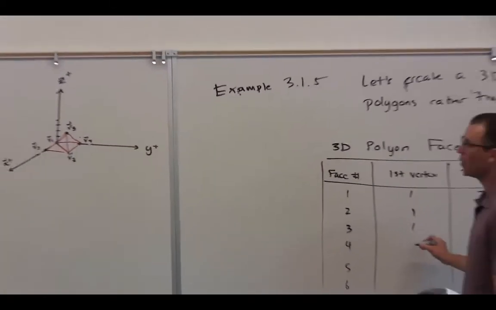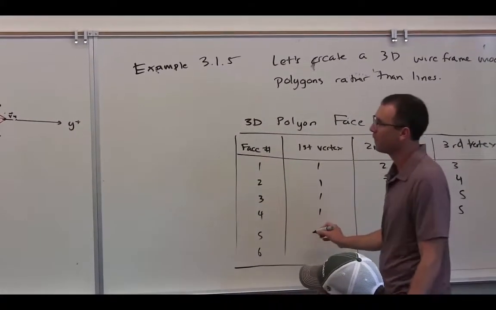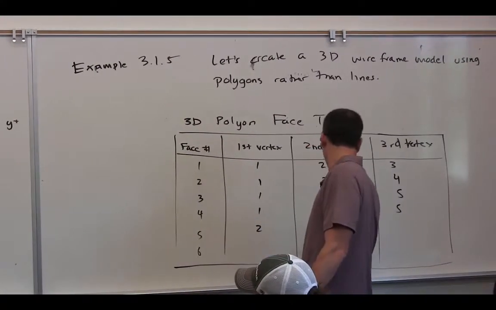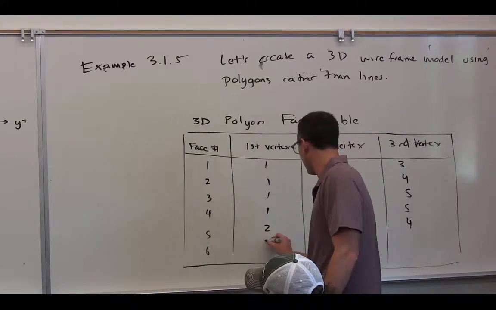What's the next one? 2, 3, 5. Yeah, 1, 4, 5. Now what? 2, 3, 5. Yeah, do you see there's kind of a rhythm to this? 3, 4, 5. Yeah, 3, 4, 5.